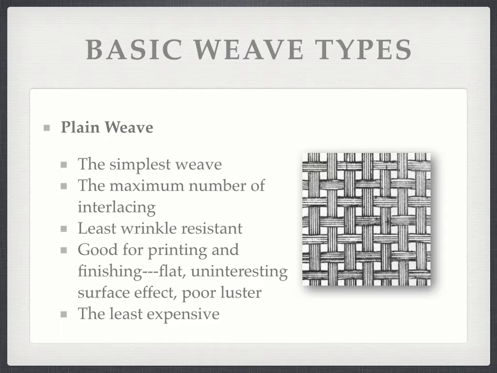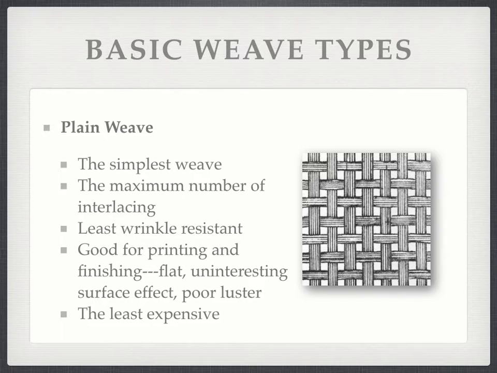Now onto the different weave types. So first we're going to go over the basic weaves, the plain weave, which is the simplest of all of the weaves. In a plain weave, each warp yarn passes alternately over one and then under one filling yarn for the whole length of the fabric, like you can see in the image on the screen.